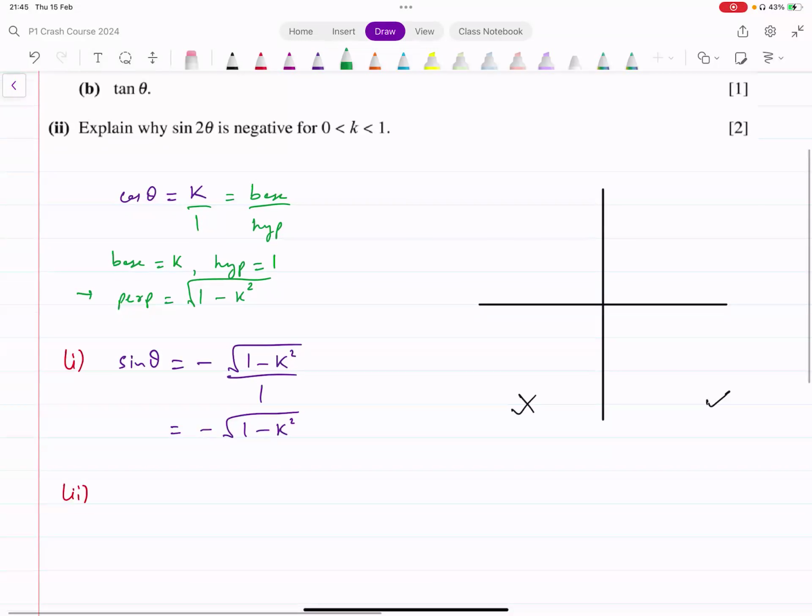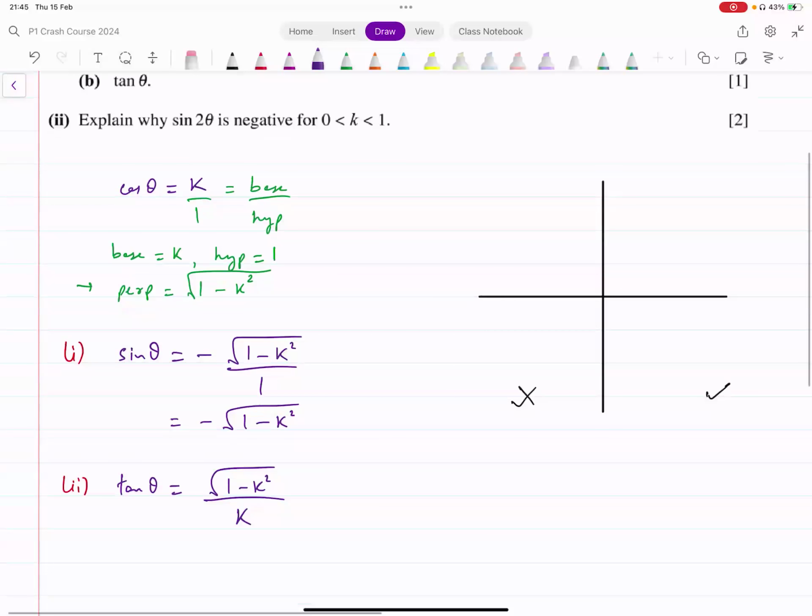And then we have tan theta. How is tan defined? Tan is perpendicular over the base. Perpendicular is square root of 1 minus k squared. Base is k. Again, we're in the fourth quadrant. In the fourth quadrant, tan is negative. We put a negative sign there. That's the value of tan theta. So we have found sine theta and tan theta.